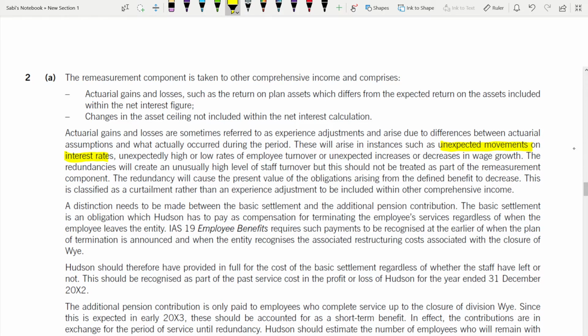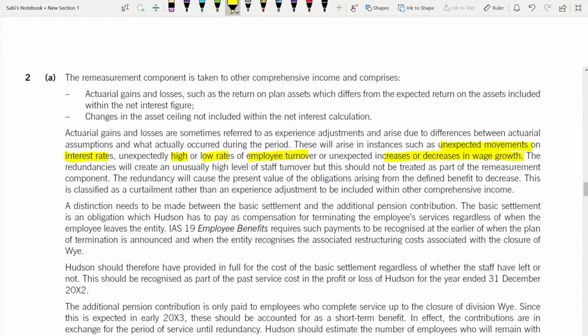Unexpectedly high or low rates of employee turnover, or unexpected increase or decrease in wage growth. So the redundancies will create an unusually high level of staff turnover, but this should not be treated as part of remeasurement component. Even though redundancies leave a high level of staff turnover, they should not be treated as part of remeasurement component.